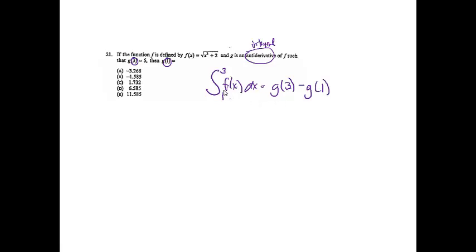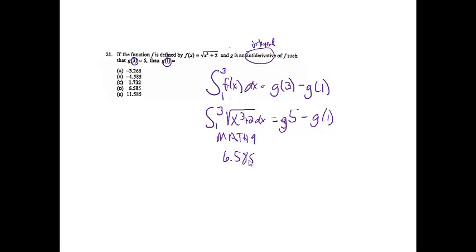And now what we're going to be doing is just using our calculators here. For this problem, we know what f of x is. It is equal to the square root of x cubed plus 2. And then we still have g of 3. Actually, they told me it was 5. And then we don't know g of 1. So on the left side here, I can use Math 9 to figure that out. And when I do that, I'm going to get 6.585. And then I still have equals 5 minus g of 1. Well, I can just figure this out now just using algebra.